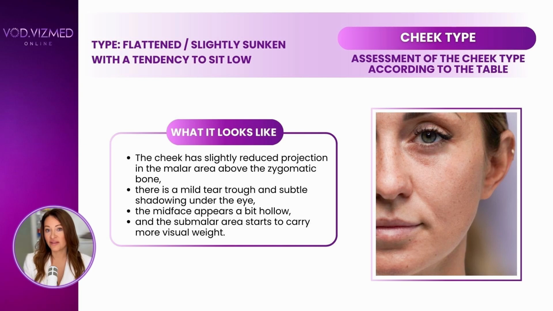When you look more closely at the cheek area, you can see that it is a bit flat and slightly hollow, with a tendency to sit lower. This means the cheek does not create full projection in the malar region, the place that should naturally lift the midface the most. In the close-up, you can clearly notice a gentle tear trough and a soft shadow under the eye. This type of anatomy is common in young women and responds very well to treatment. Even a small improvement in projection can make a big difference in the overall look of the face.